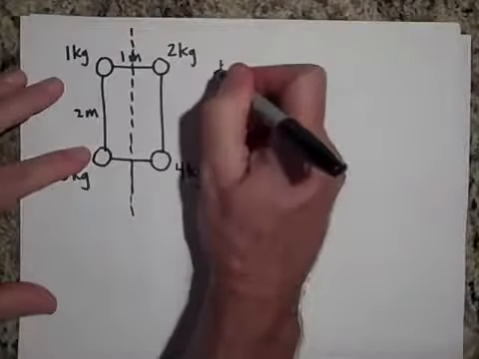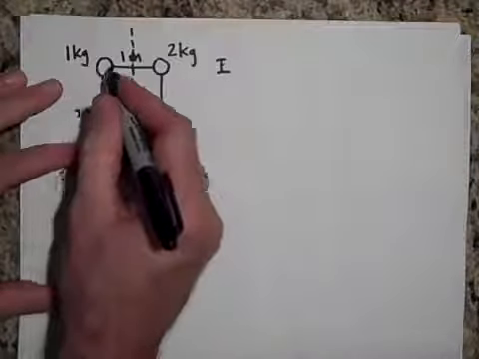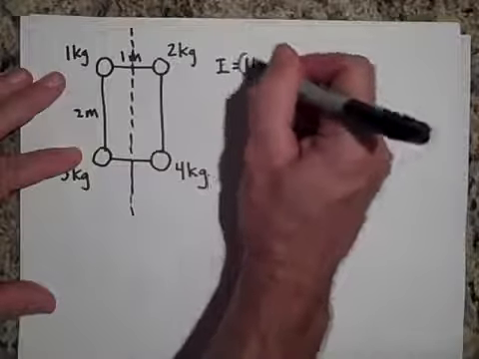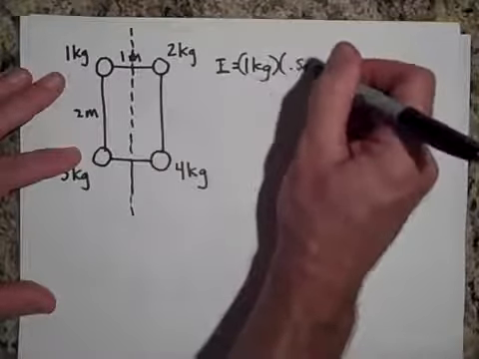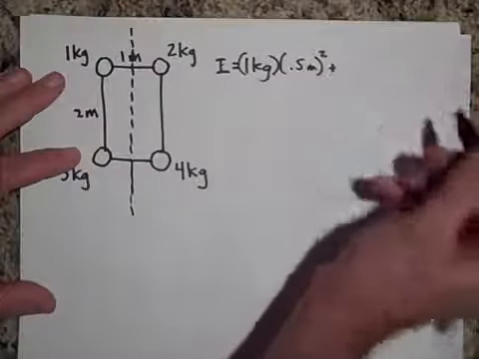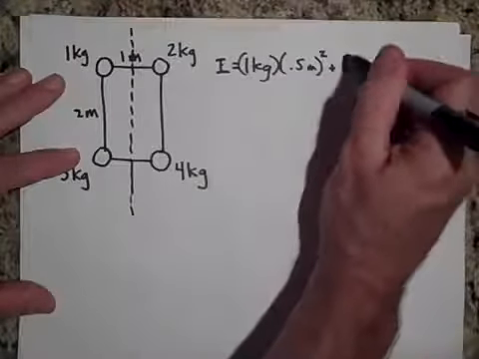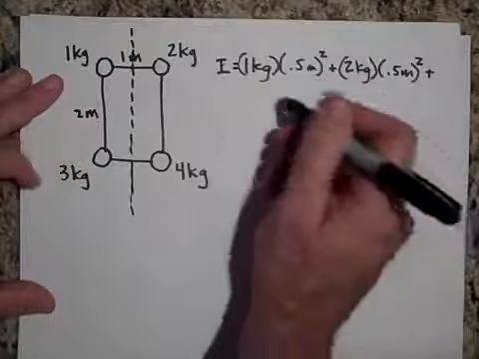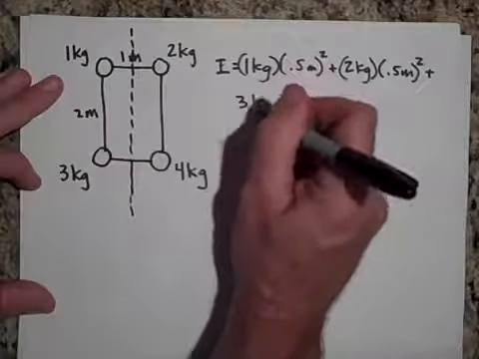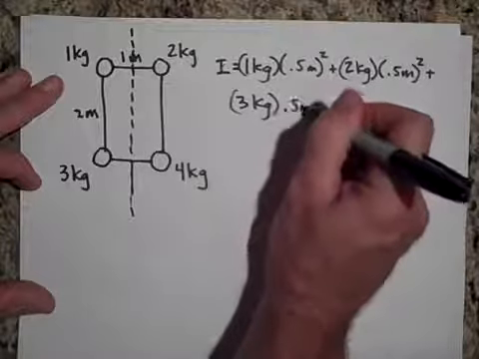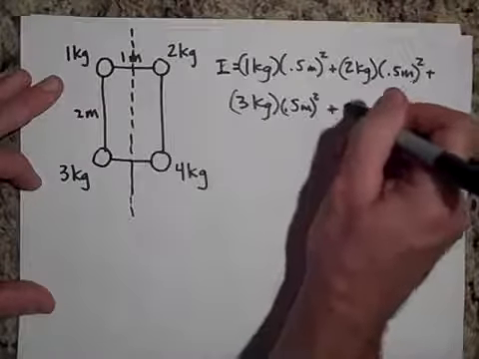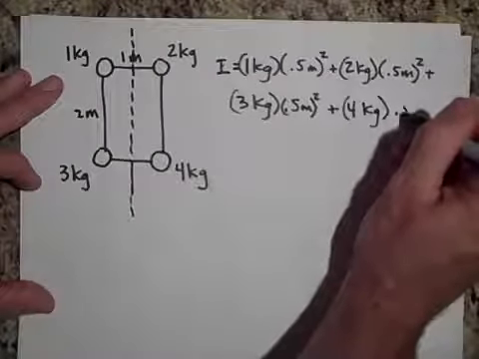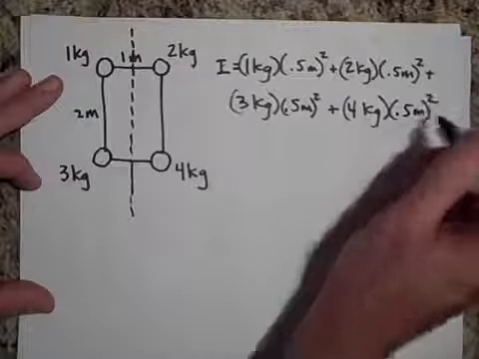Okay, so that all said, let's calculate what it is. Now if this is 1 meter across, then I is going to equal 1 kilogram times a half meter squared, plus 2 kilograms times a half meter squared, plus 3 kilograms times a half meter squared, plus 4 kilograms times a half meter squared. They're all a half meter from the axis.